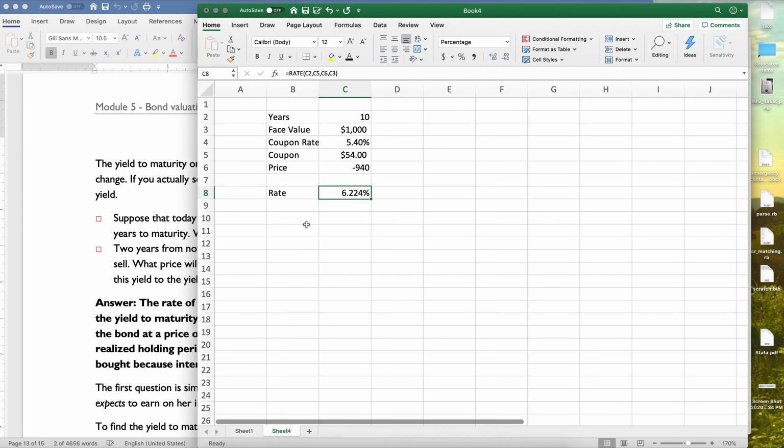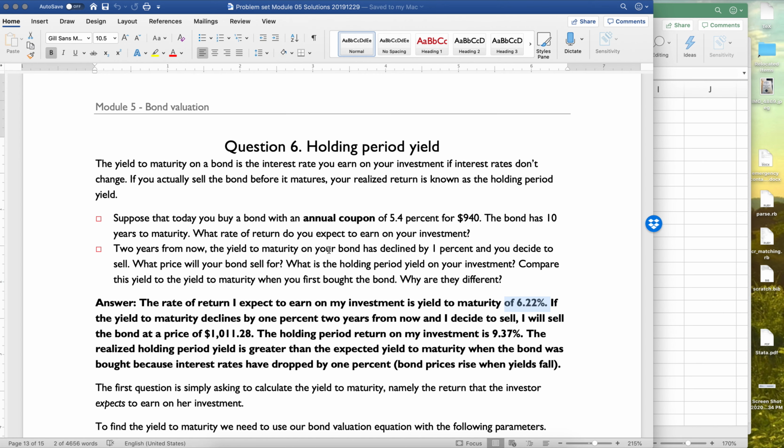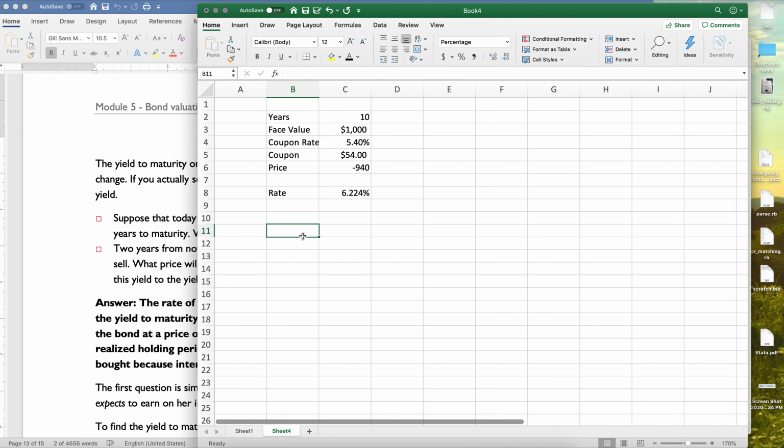Okay, 2 years go by. The rates decline by 1%. You decide to sell the bond. What price do you sell the bond for? Okay, so here's what I'm going to do. I'm going to actually draw a timeline. So we spend $940 here. At the end of this year, we get $54. At the end of this year, we get $54 plus some price. And the question is, what is that price?